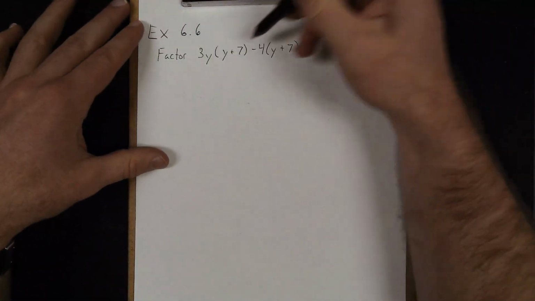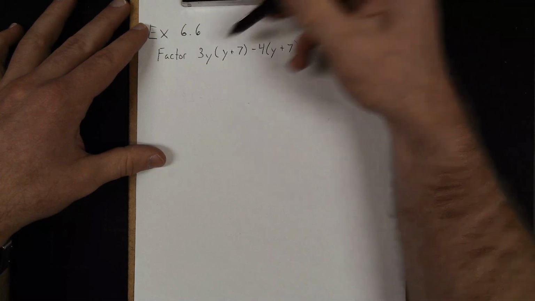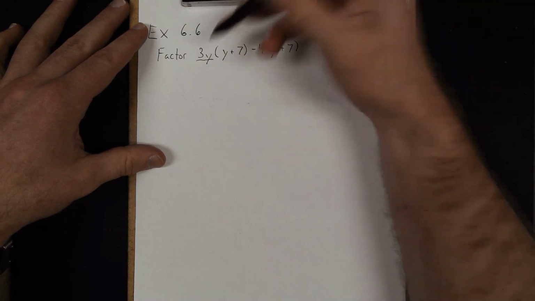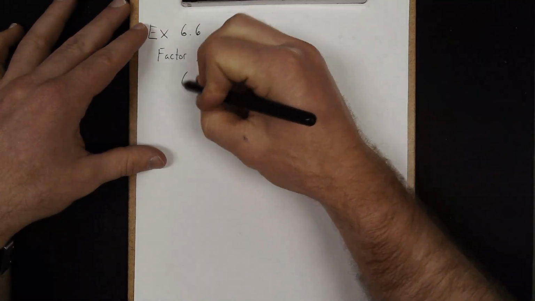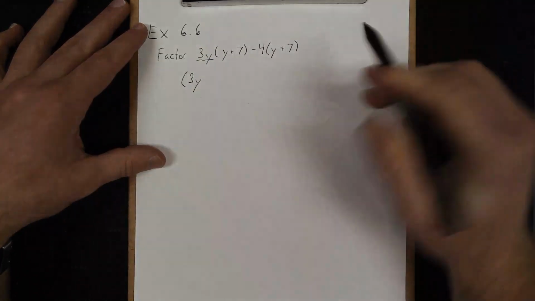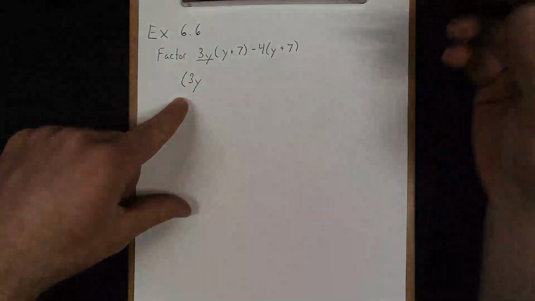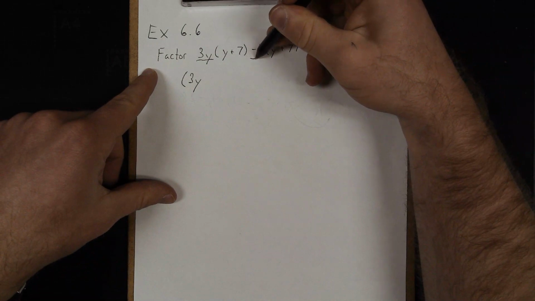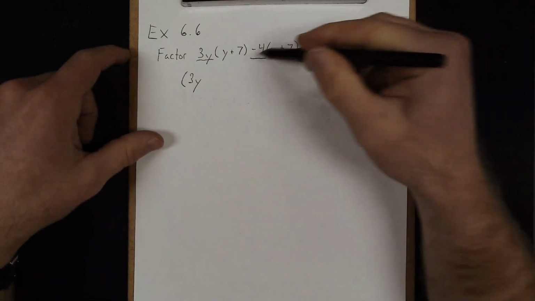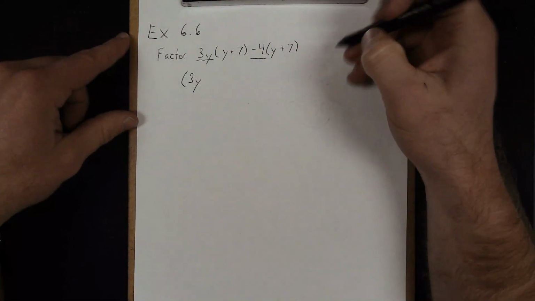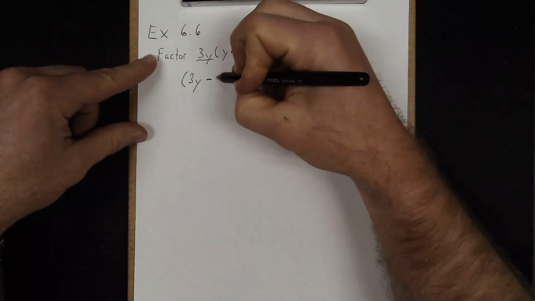All you do is take your first term, so our first term here, 3y. Make a set of parentheses and write it down. So 3y, and now let's take the term that's being multiplied by our y plus 7, which is a negative 4. So we go ahead and minus 4.